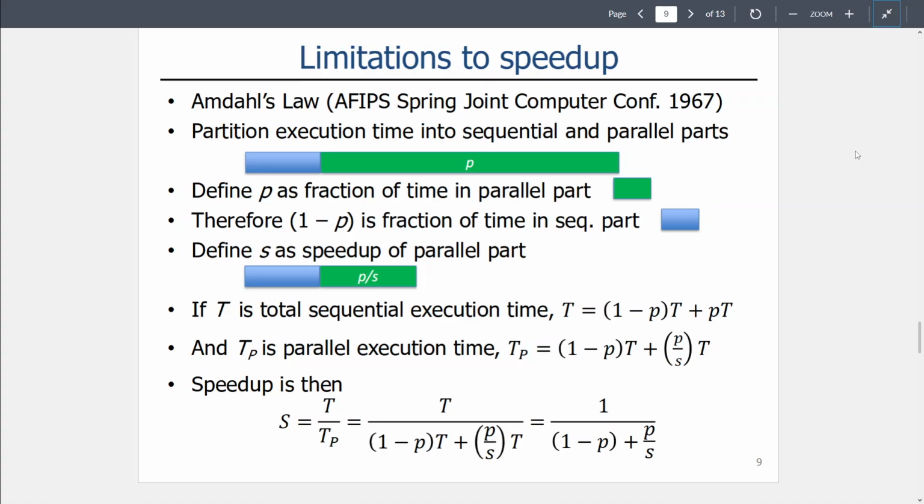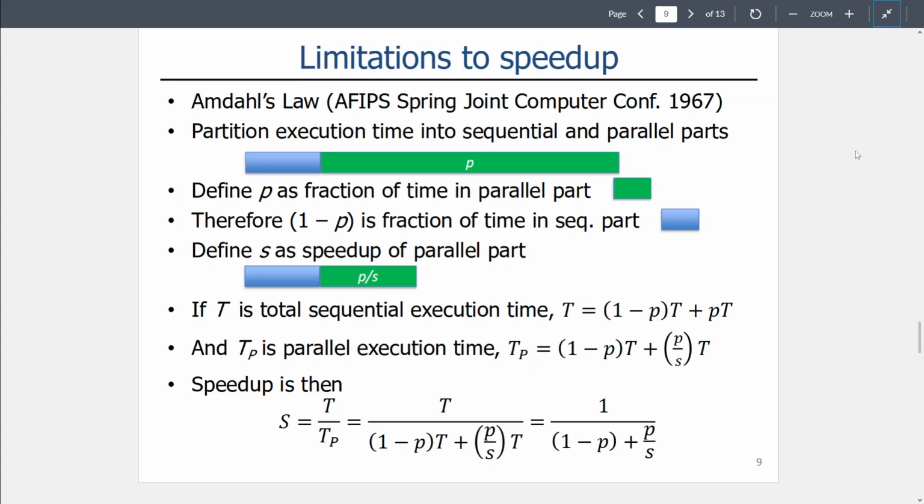This was actually a hot debate back in the day. You can see Amdahl's law way back in 1967. So Amdahl was a bit of a skeptic regarding parallel programs back in the 60s. He was looking at this and thinking about how to analyze the speedup of a parallel program.